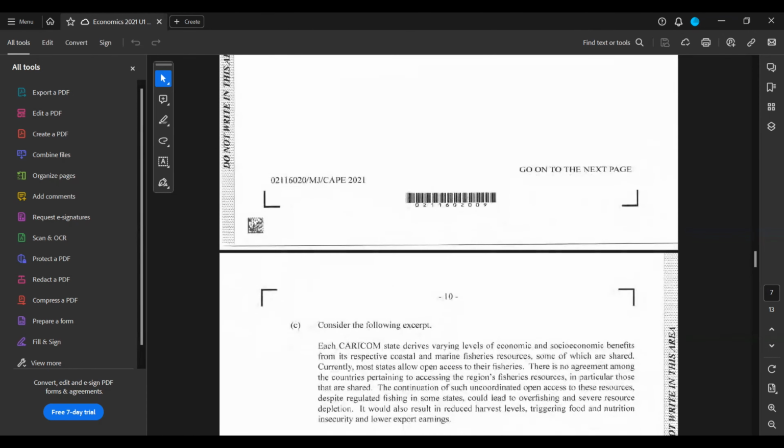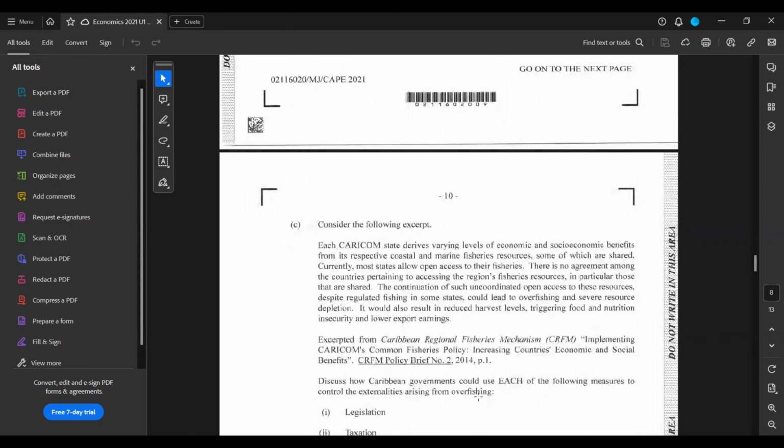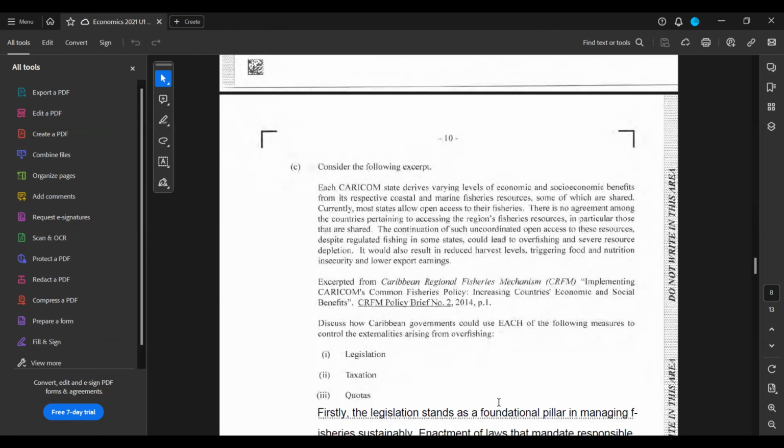Part C, consider the following excerpt. Now we have to discuss how Caribbean governments could use each of the following measures to control the externalities arising from overfishing. We have legislation, taxation, and quotas.